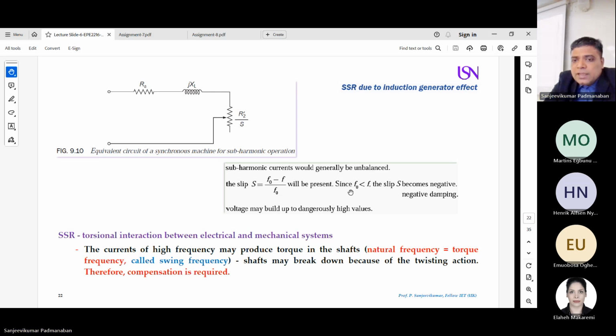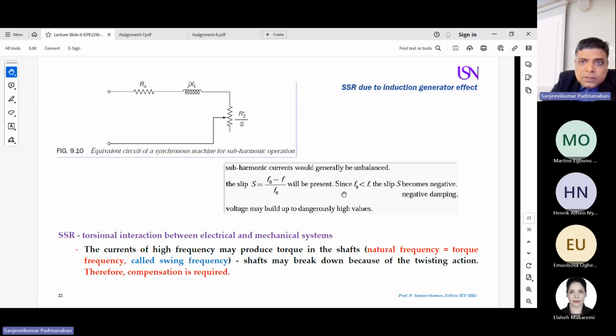If F naught is less than the natural frequency, then the slip is negative. You will have more negative damping in your system, so the voltage profile needs to be upgraded. So in this case, it's very important.